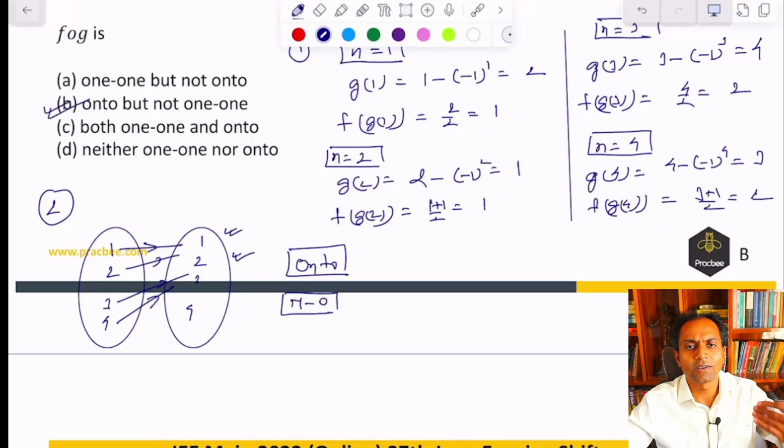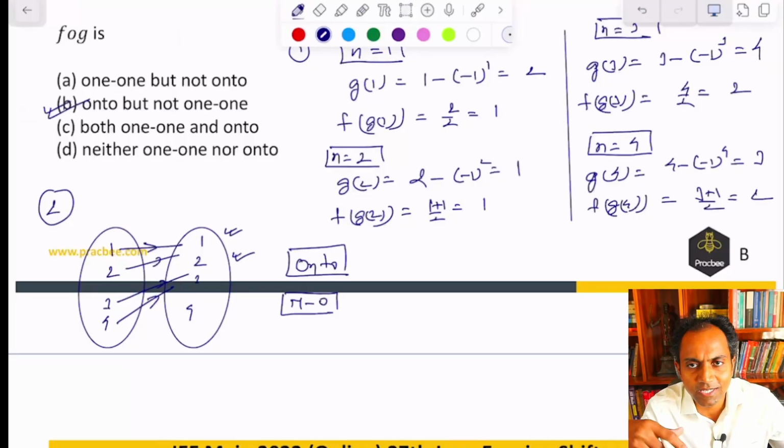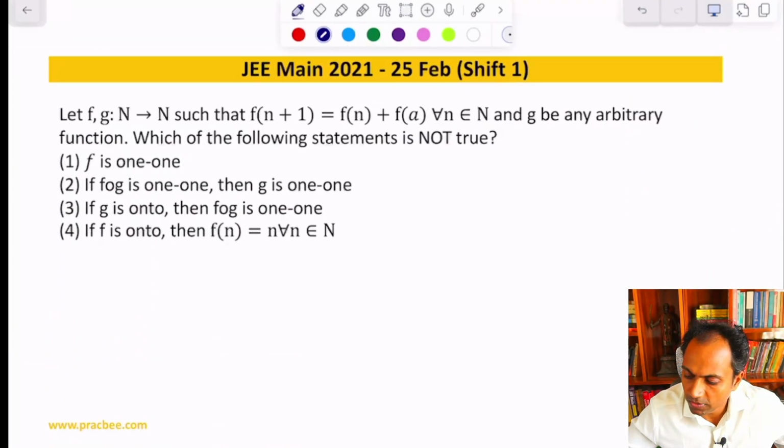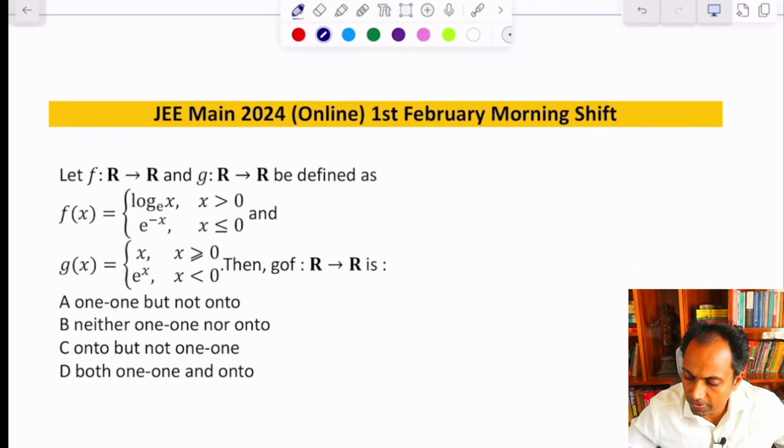We can also write a more generalized form of whatever I have solved by putting n as 2m plus 1 and n as 2m, and you can get a generalized solution based on that, but this makes more sense for solving problems on a practical basis. Now a similar kind of question came in 2022 as well, and again in 2021 as well. These kinds of questions have been repeating.